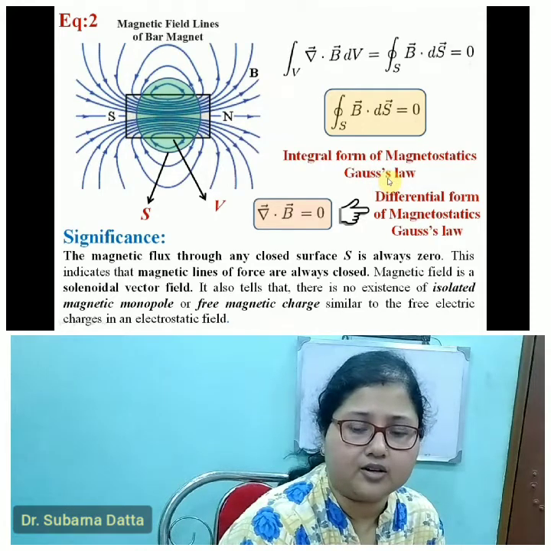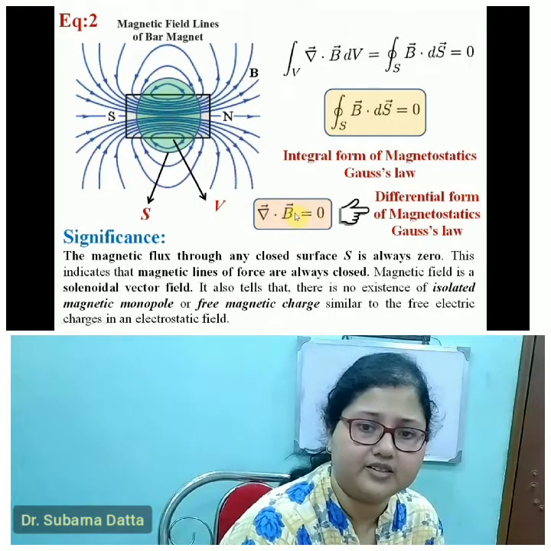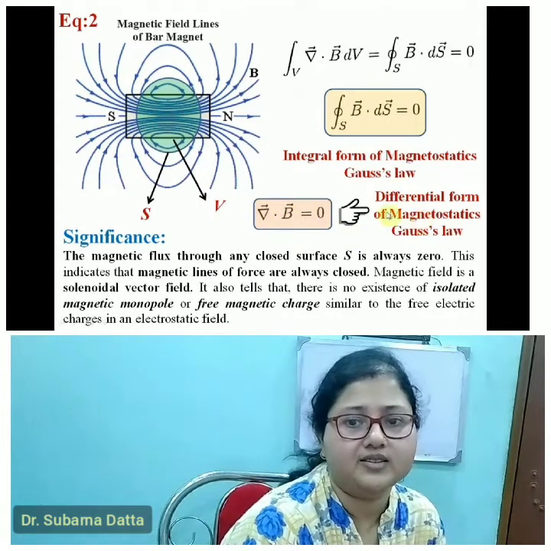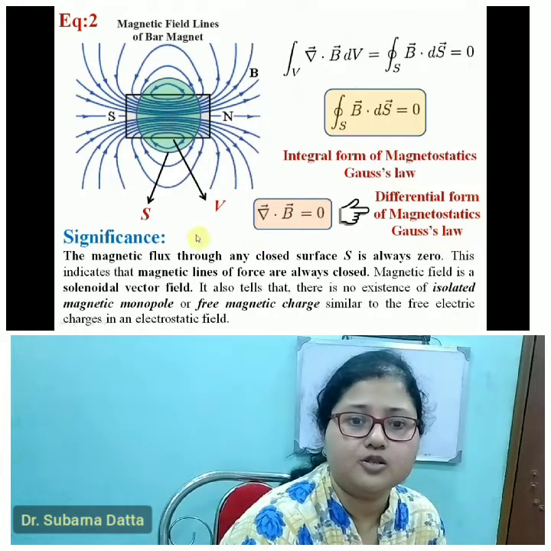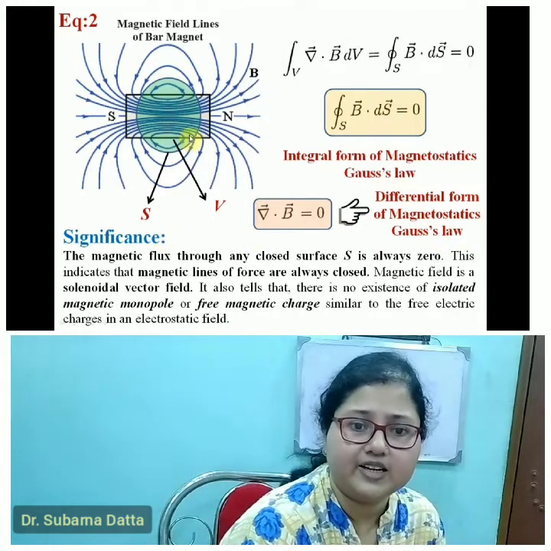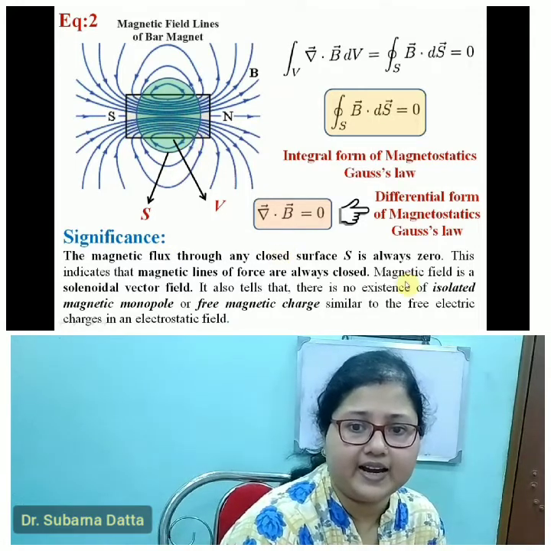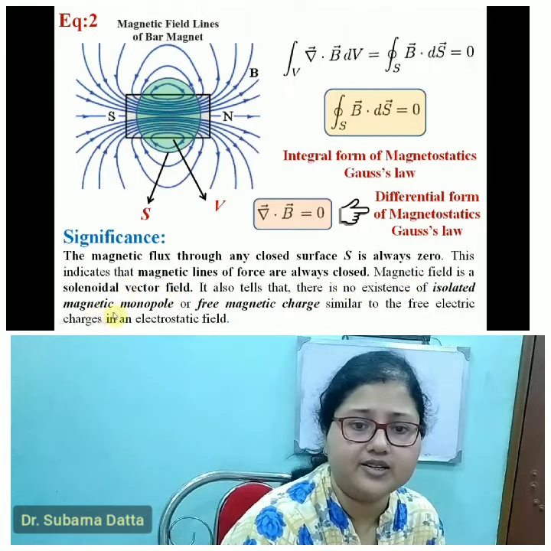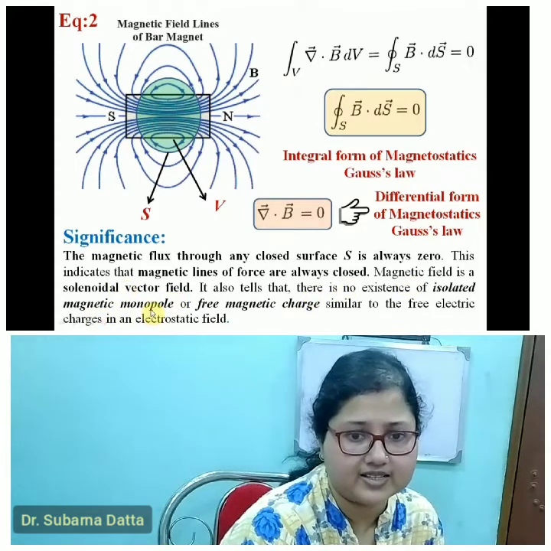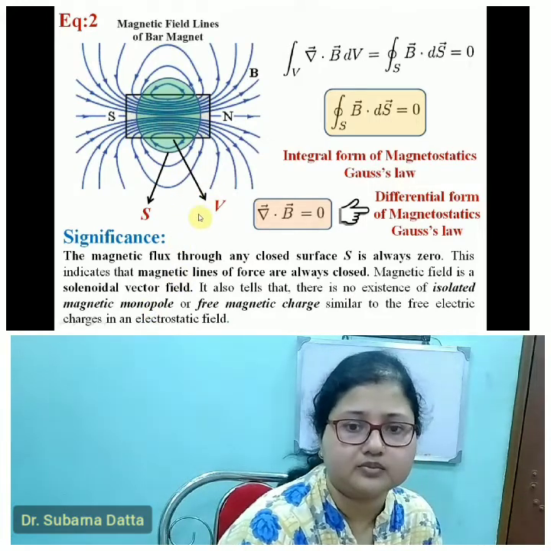According to Gauss's divergence theorem, we get that the divergence of the magnetic field is always 0. This is the differential form of the magnetic Gauss's law. So what is the significance of this second law? From this law, we can say that the magnetic field is a solenoidal vector field and an isolated magnetic monopole does not exist. This is the significance of the second law.